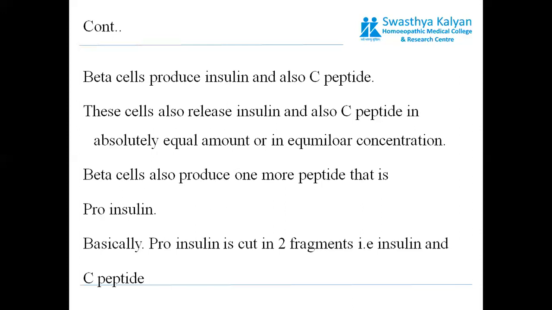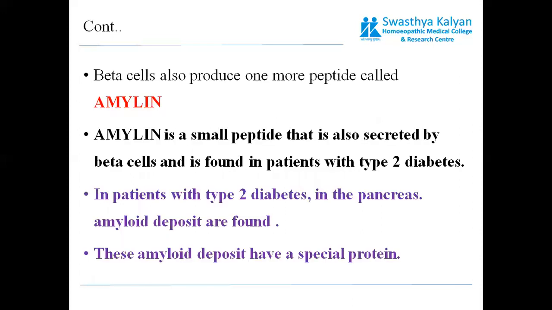There's another very important peptide which is produced by the beta cell, and that peptide is called amylin. A-M-Y-L-I-N. Amylin is so important. It is a small peptide which is also secreted by the beta cells and is found in patients with type 2 diabetes.